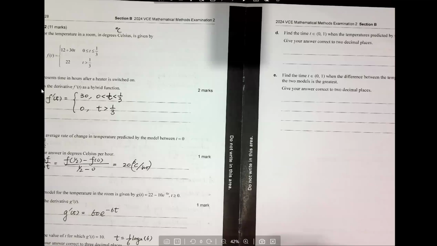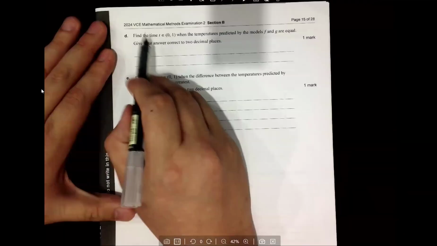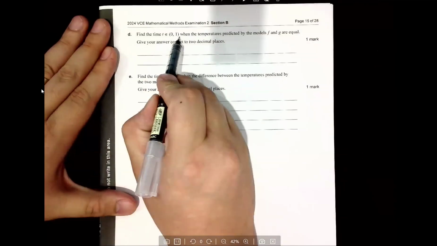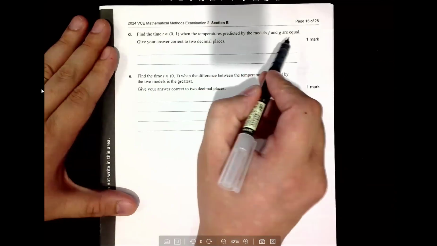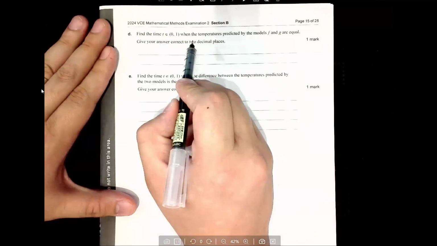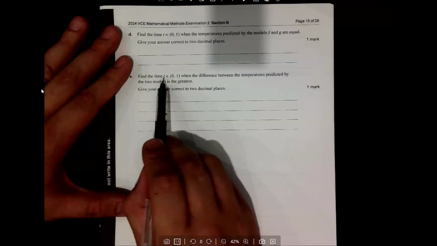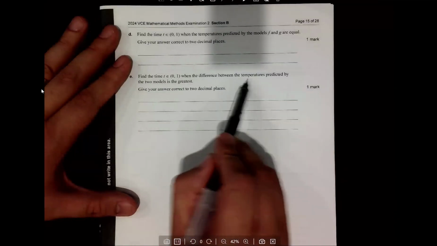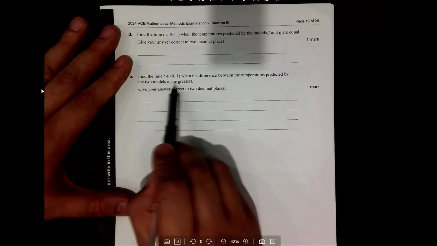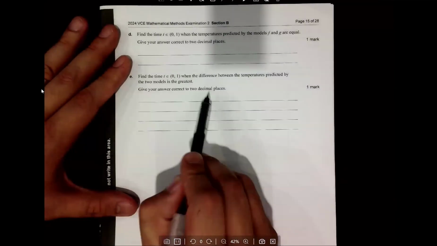All right, let's see the next one. Find the time between 0 and 1 when the temperature predicted by the models F and G are equal. Give your answer correct to 2 decimal places. And find the time t between 0 and 1 when the difference between the temperature predicted by the two models is the greatest. Give your answer correct to 2 decimal places.